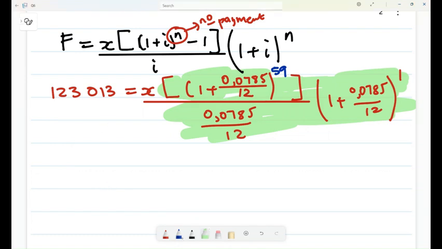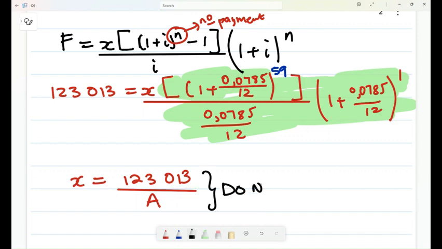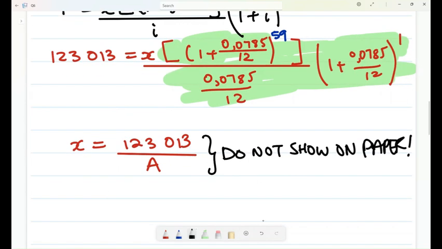Then I'm gonna say now x is gonna be equal to 123,013 divided by the answer. Do not show it on paper, or you can. Or you can, but you should not say answer. Instead, you should just show us what the answer is.